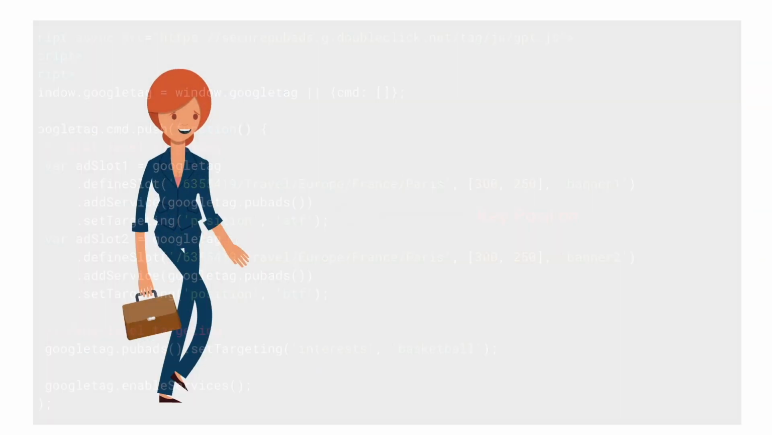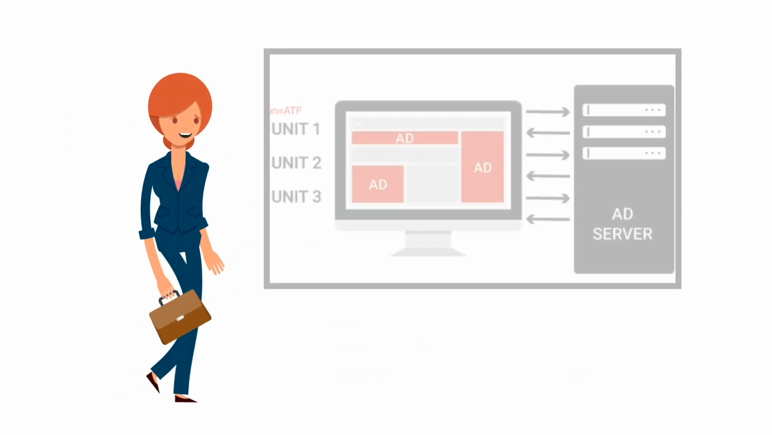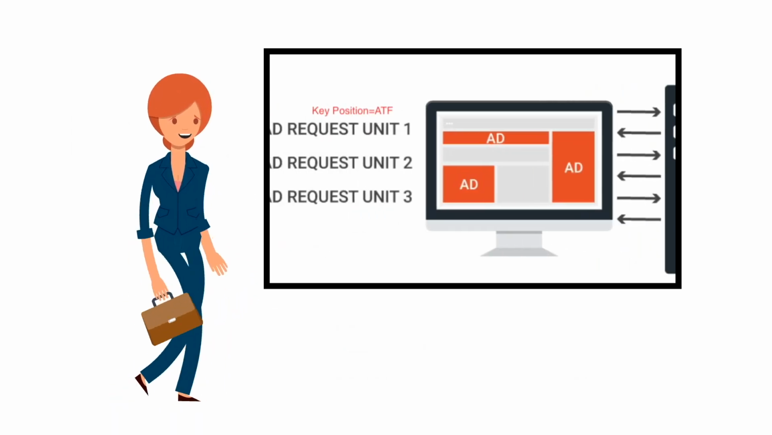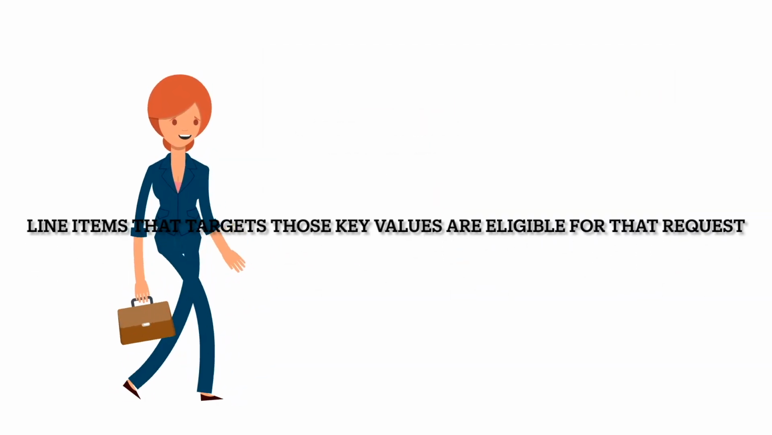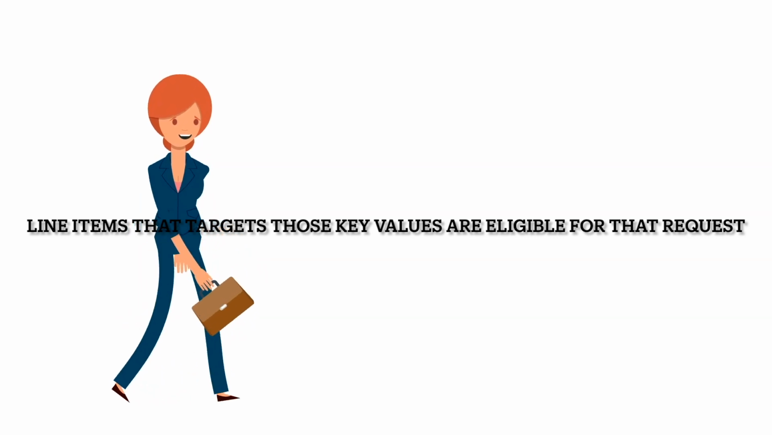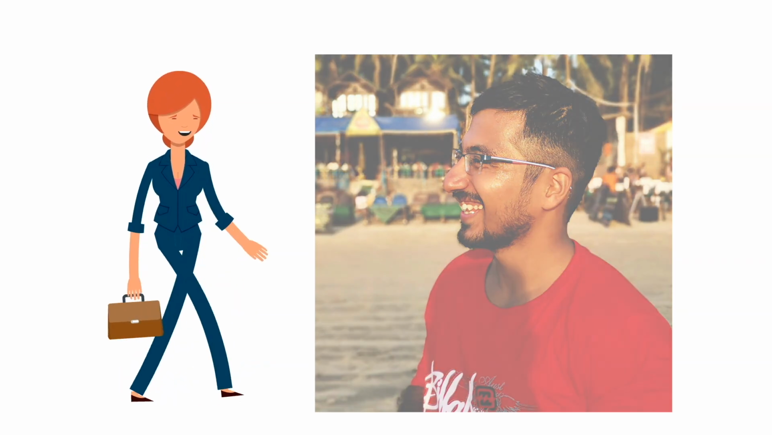Now, they are available inside the line item for targeting as per your needs. When an ad request comes in from one of your web pages that has key values in its ad tags, line items that target those key values are eligible to serve for that ad request. Now, I'll let Param explain how you actually do that in the Ad Manager UI.